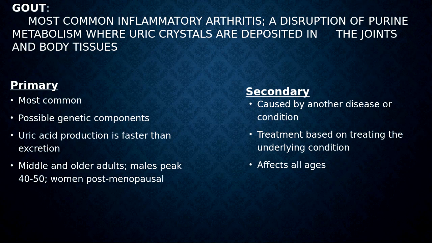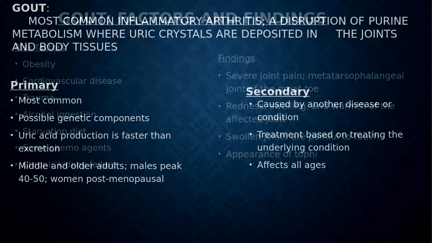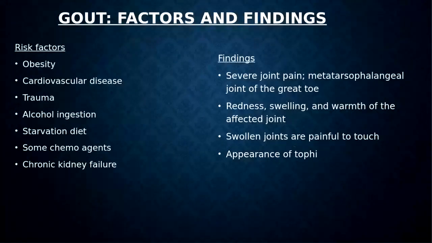With your secondary gout, it's caused by another disease or condition. The treatment is based on treating the underlying condition, and this affects all ages. Risk factors: obesity, cardiac disease, trauma, alcohol, starvation diet, some chemo agents. So here is like your secondary cause. So if you got rid of the chemo agents, then it may resolve itself. Chronic kidney failure.